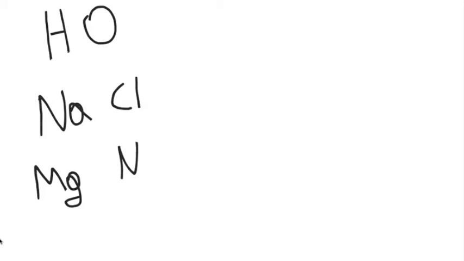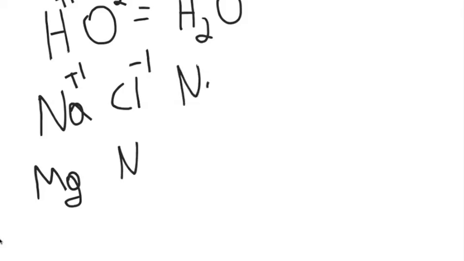So what you should have come out with is the following. Hydrogen has a charge of +1, oxygen has a charge of -2. Greatest common factor is 2, therefore it's H2O. Sodium has a charge of +1, chlorine has a charge of -1. The greatest common factor between them is 1. Therefore, there's nothing to multiply. We just leave it as so.